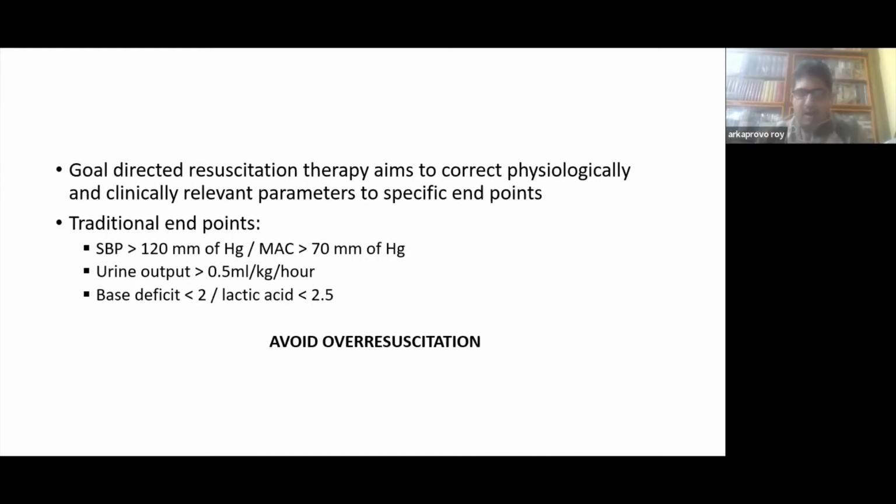Now, what has to be achieved? So goal-directed resuscitation therapy aims to correct physiologically and clinically relevant parameters to specific endpoints. Traditional endpoints are systolic blood pressure should be more than 120 millimeter of mercury, or mean arterial pressure of more than or equal to 70 millimeter of mercury. Urine output should be 0.5 ml per kg per hour. Base deficit should be less than 2, or lactic acid less than 2.5. And always avoid over resuscitation.